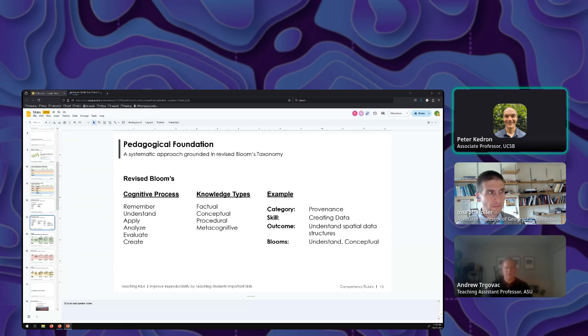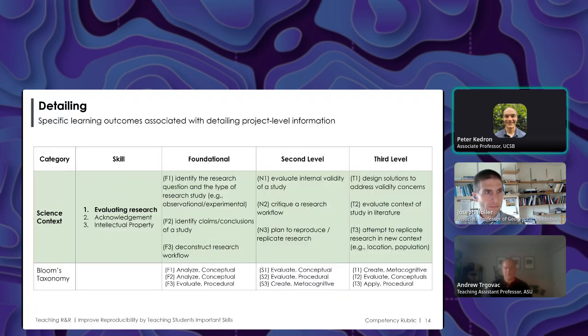And then we've crosswalked those to different pedagogical approaches, or to the pedagogy of Bloom's taxonomy. So here's an example of what a subset of this looks like. Obviously this rubric is quite expansive. Each one of these skills has its own row and different levels of achievement, essentially.